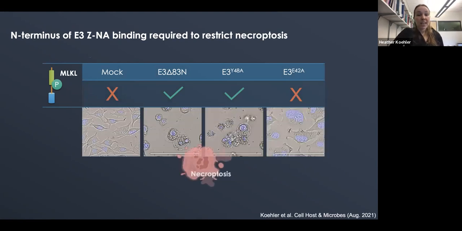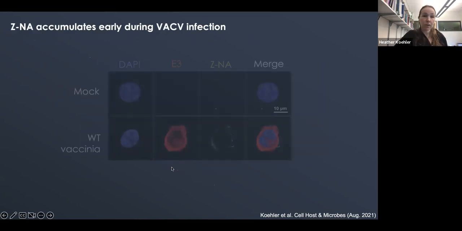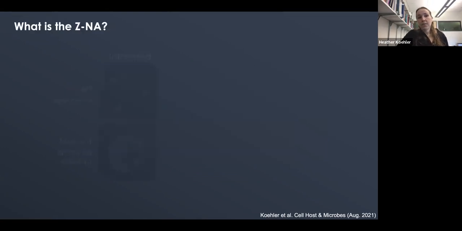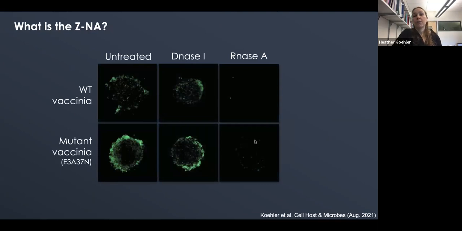And we looked at this, and the E48A mutation, which disrupts Z-RNA binding, gets the same phenotype where it's inducing necroptosis, whereas our control mutant behaves like wild type, and we never get necroptosis induction. We confirmed that this is Z-form nucleic acid by using a monoclonal antibody, and showed that we do get actual induction of Z-form nucleic acid. And this Z-form nucleic acid is actually RNA because it's resistant to DNase treatment, sensitive to RNase.